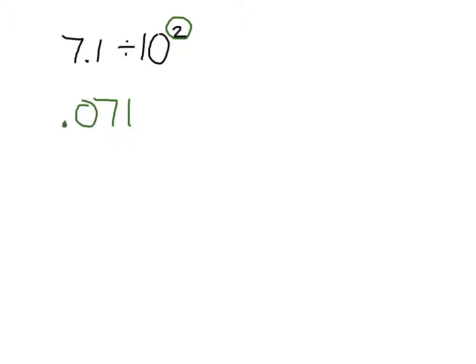And I'm going to get 0 and 71 thousandths. My exponent was 2, so I started here with my decimal point. I moved my digits 2 places to the right, ends up here, and that's my answer.